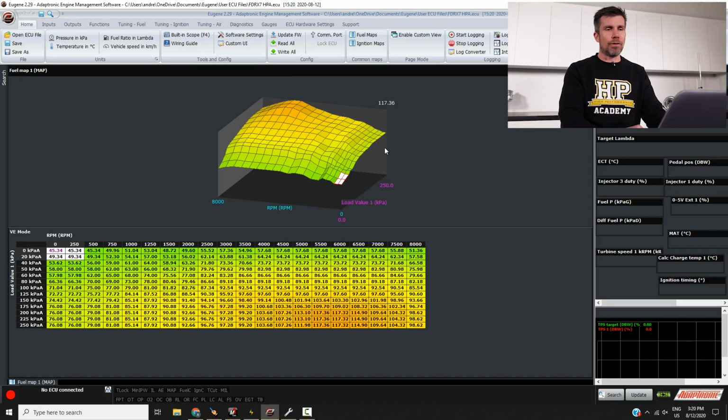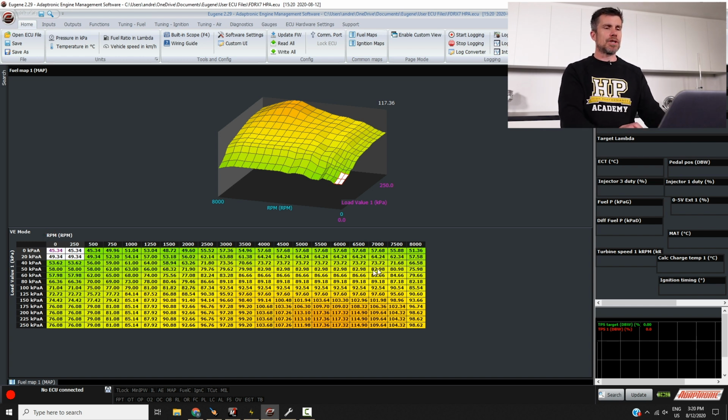Let's start by having a look at a conventional speed density based ECU, in this case the Adaptronic Modular that we've got running on our Mazda FD RX-7. So this is our VE or fuel table, and we can see graphically we've got the fuel table represented up here. Down the bottom we've got our three-dimensional grid of values. The vertical or load axis there is manifold pressure, horizontal axis there is RPM.